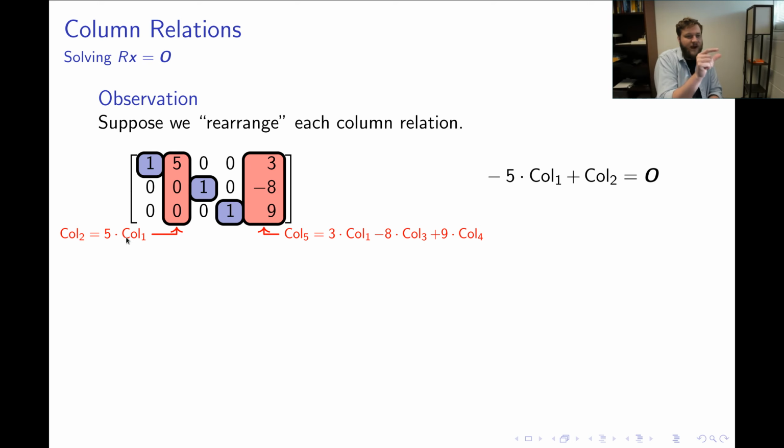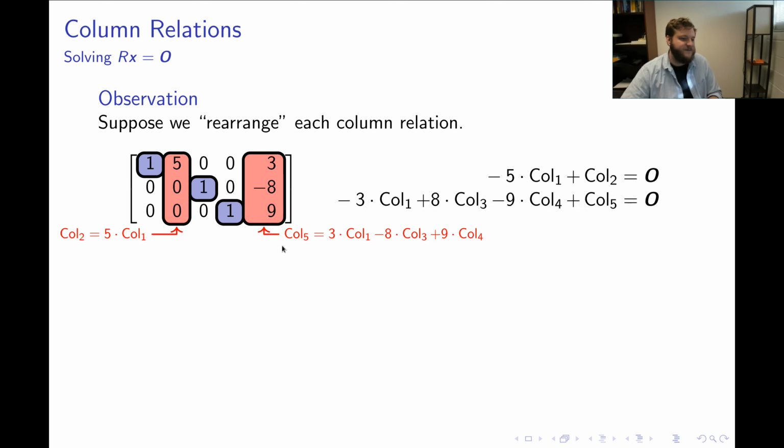I'm going to move the right-hand side, 5 times column 1, to the left, and this gives me a linear combination of the columns equaling 0. Negative 5 times column 1 plus column 2 equals 0. If I go to the second column relation and take everything to the right of the equal sign and move it to the other side, this gives me another equation. Negative 3 times column 1 plus 8 times column 3 minus 9 times column 4 plus column 5 equals 0.